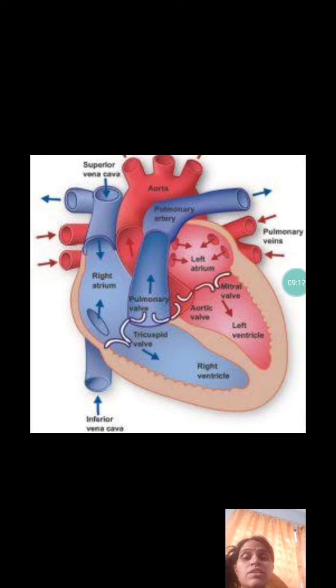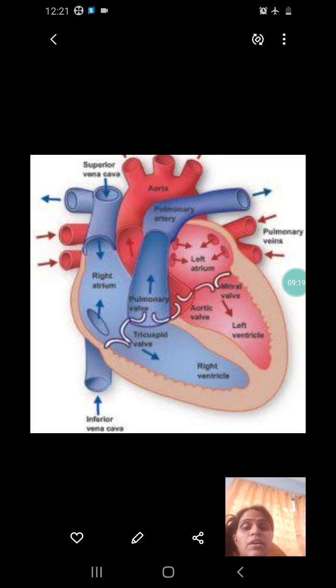From the right ventricle the blood goes to the lungs for oxygenation. As we know, this is deoxygenated blood, so to carry oxygen this blood goes from the right ventricle to the lungs through the pulmonary artery. The pulmonary artery is the only artery which carries deoxygenated blood from the right ventricle to the lungs.